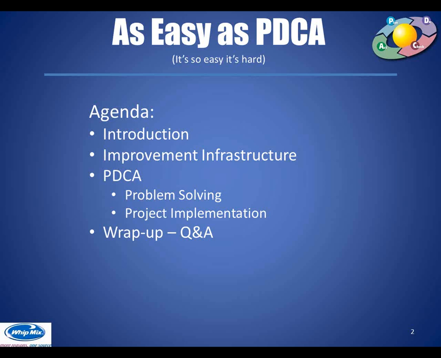Our agenda is a brief introduction, what experience I have that helps contribute to this. I'm going to spend a little time talking about improvement infrastructure. One of the key lessons I hope you get is that problems don't solve themselves. Things don't just happen on their own. You really need the support and infrastructure in the organization to make this work. Then we'll go into the Plan-Do-Check-Act concept, and we'll look at how we can use this for problem solving and for project implementation. Then we'll have our wrap-up and our question and answer session.